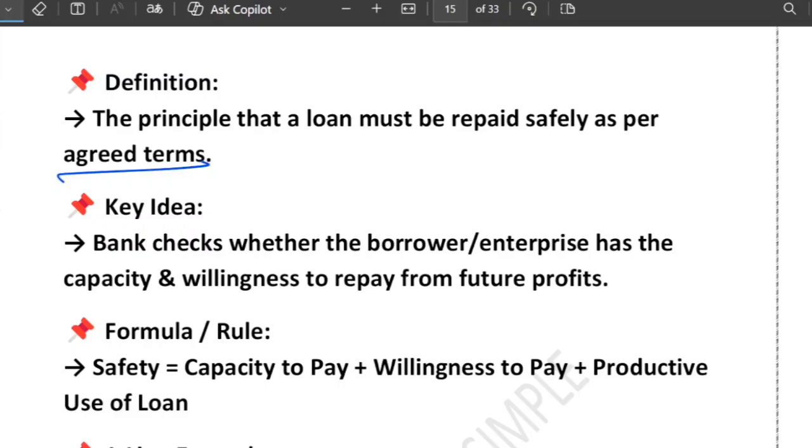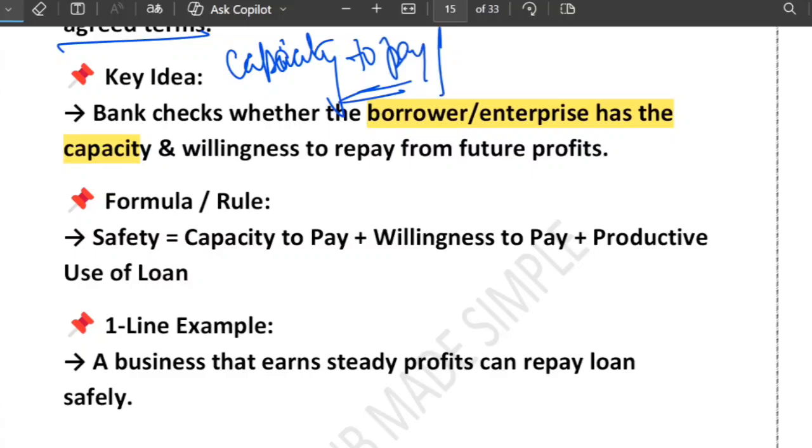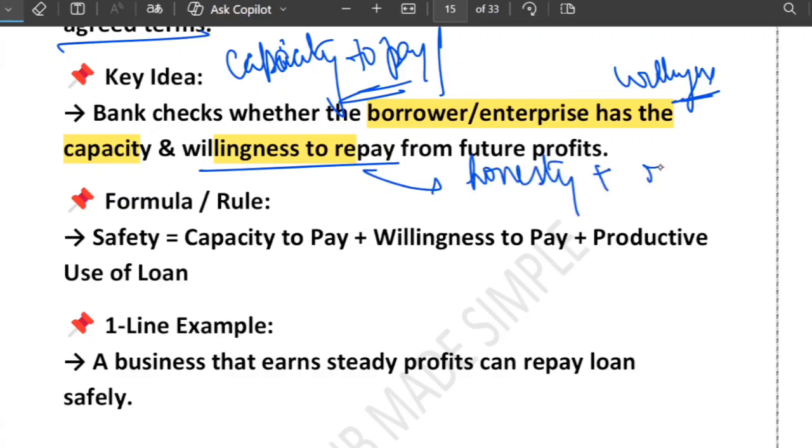Before giving the loan, the bank checks two things. The first thing the bank checks is whether the borrower or enterprise has the capacity to pay. The second thing they check is the willingness to pay. Two things the bank must check: willingness to pay and capacity to pay. Please note it down. Capacity means, can the borrower generate enough income? Willingness means, is the borrower honest and reliable? So honesty plus reliability, right? This is what the bank checks.